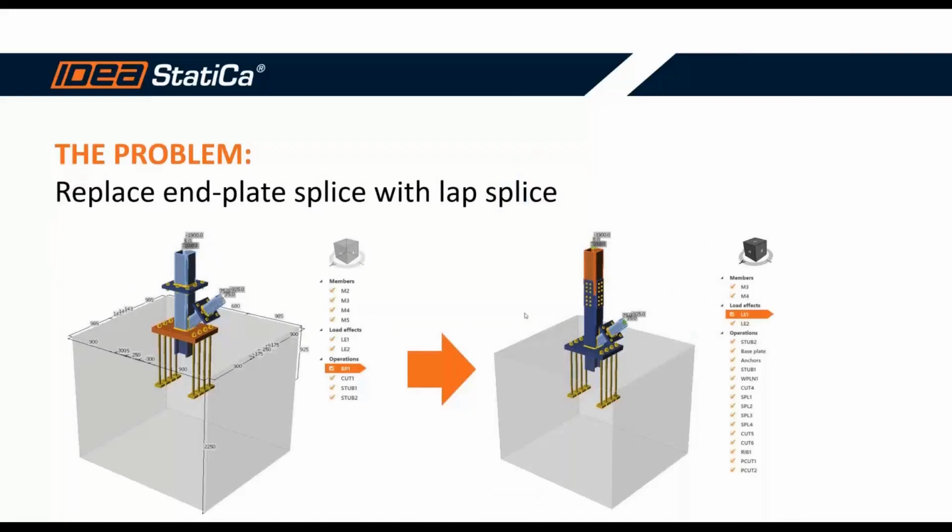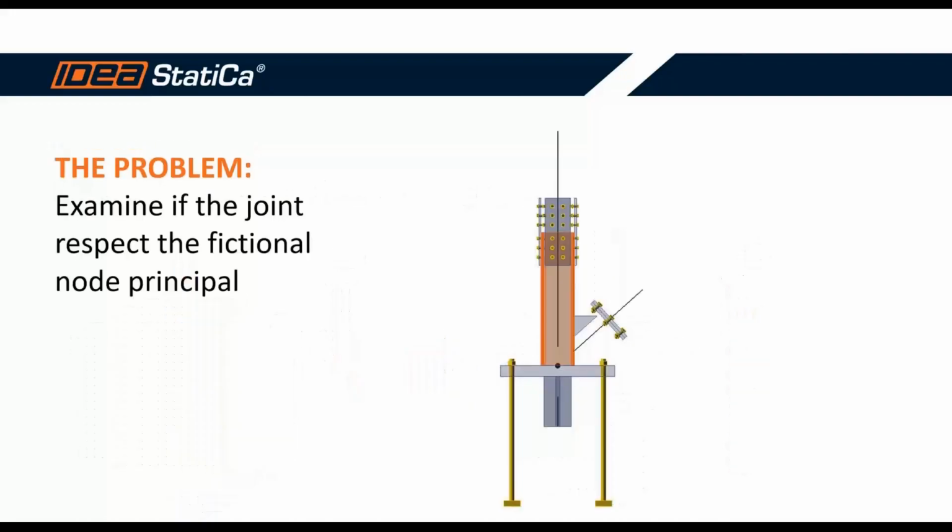Another problem, as I mentioned in the beginning, is that it wasn't using the lap splice connection. So we will see exactly how we can switch to that. And finally, we examined what we call the fictional node principle. This is a basic principle in our software, and it is really important that the model respects this fictional node principle. So at the end, we will discuss exactly how we can check whether this principle is respected or not.